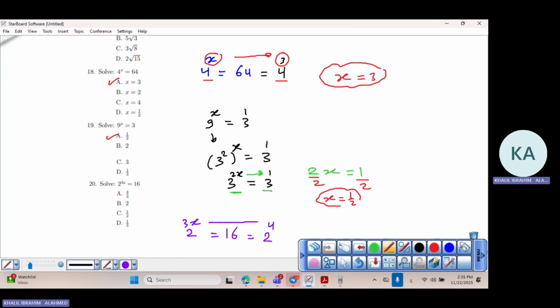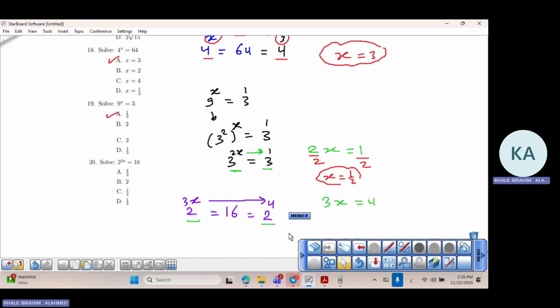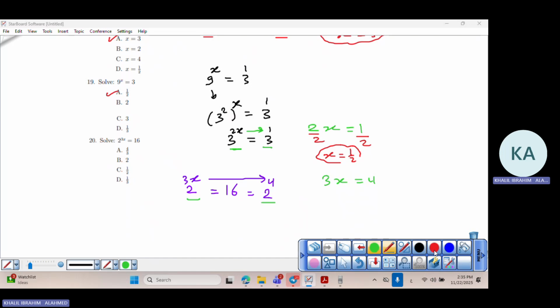Now I can write, because the bases are equal, then the powers are also equal. We can write here 3x equals 4. Then divide both sides by 3 to get the answer. Okay, x equals 4 over 3. This is the answer. It's easy. Which one is right? Also A.